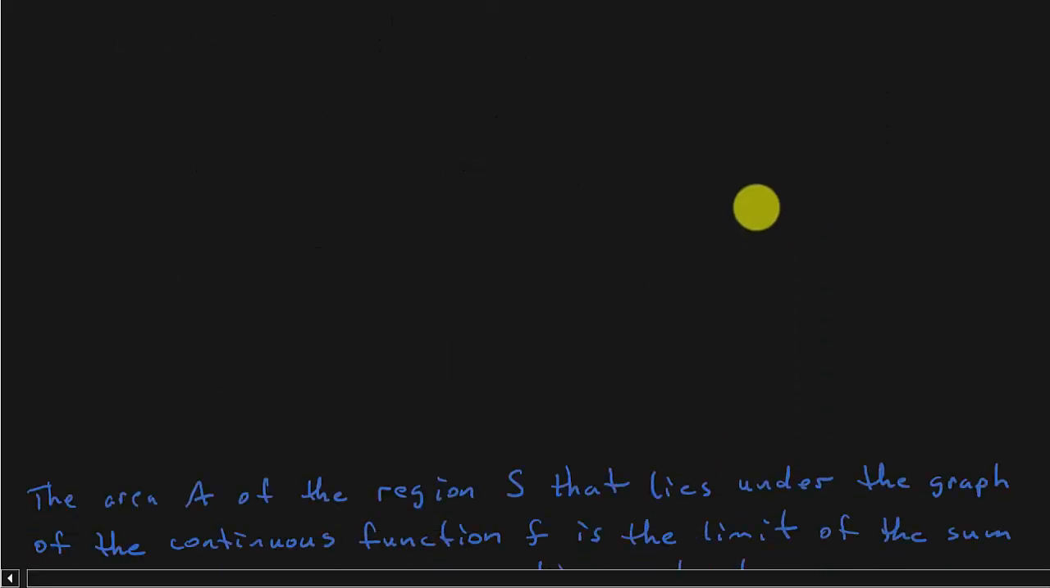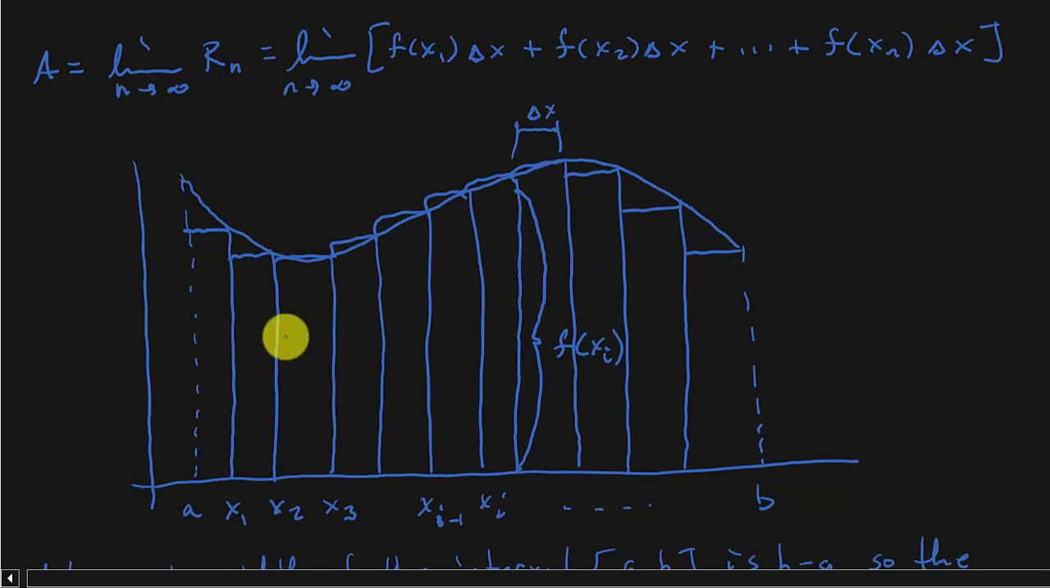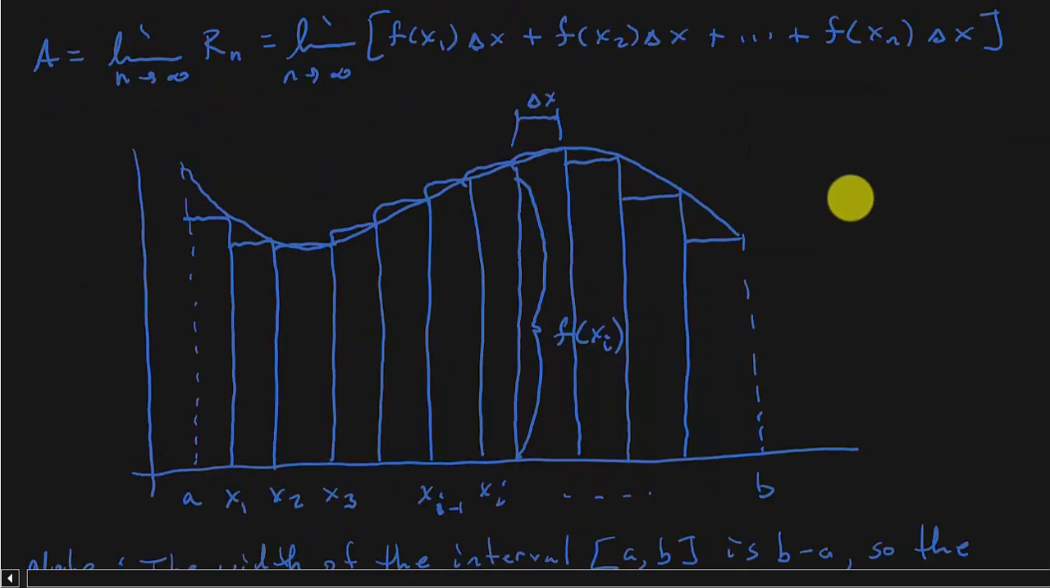All right. So let's look at this. It says the area A of the region S, and this area here, that's our region S right in there, that lies under the graph of the continuous function f. Here's your continuous function f, is the limit of the sum of the areas of approximating rectangles. So that's what we just did. It's telling us we're summing up the rectangles.